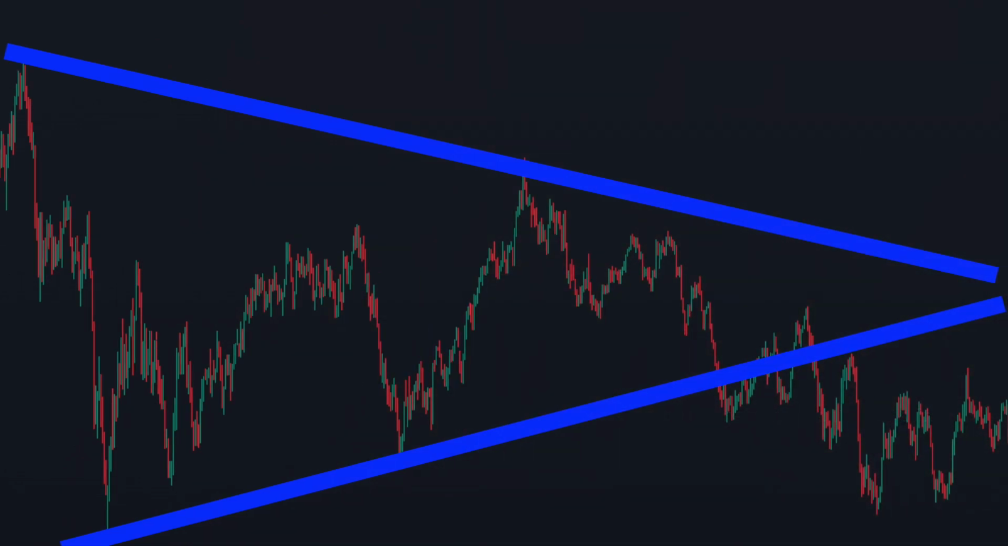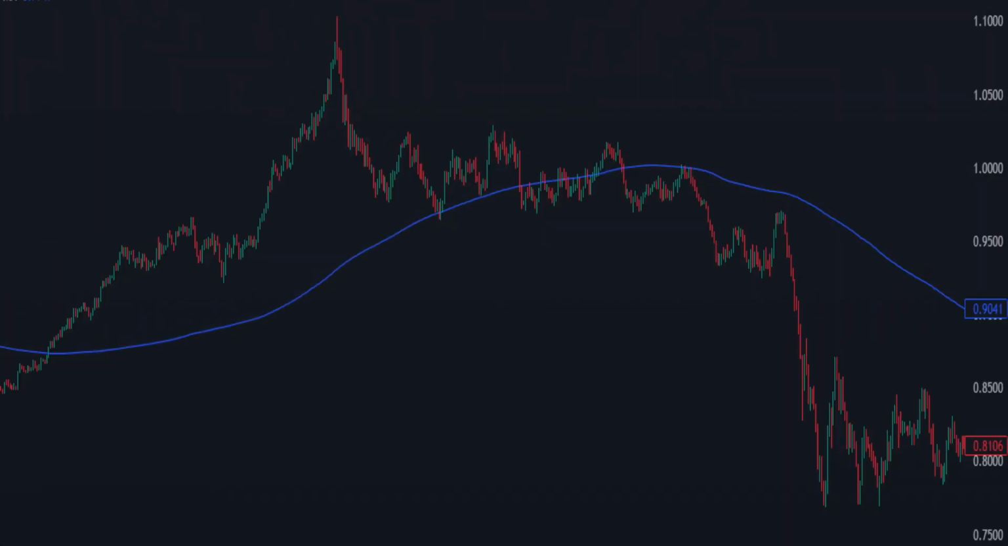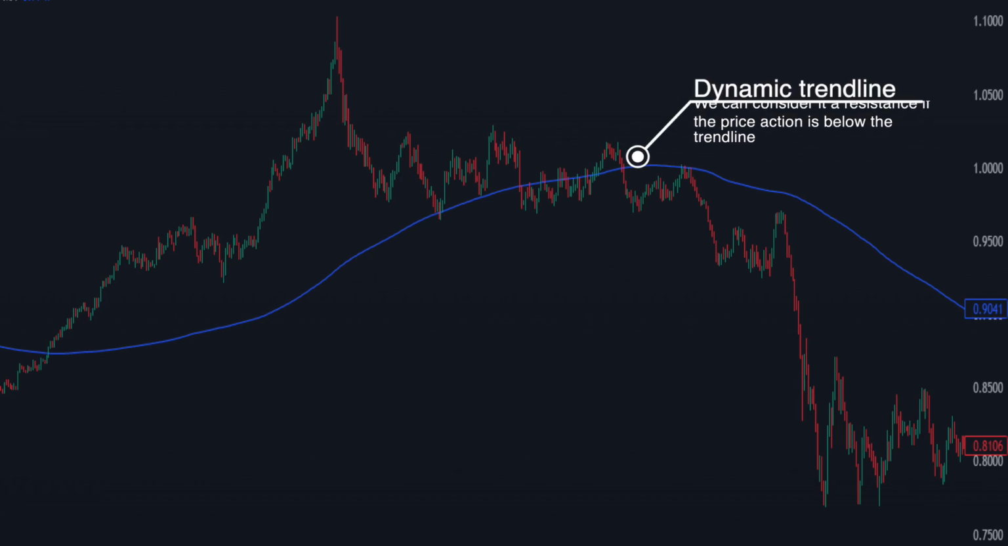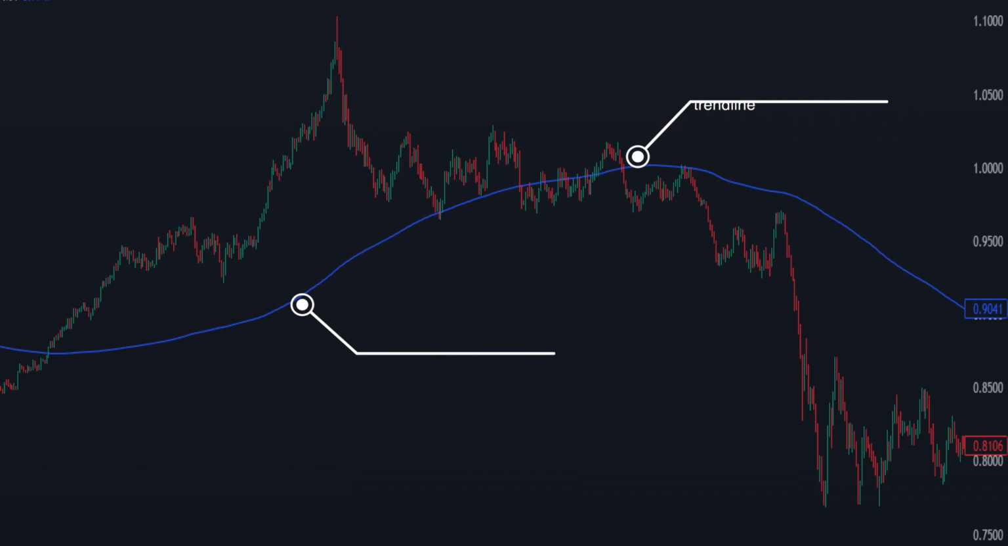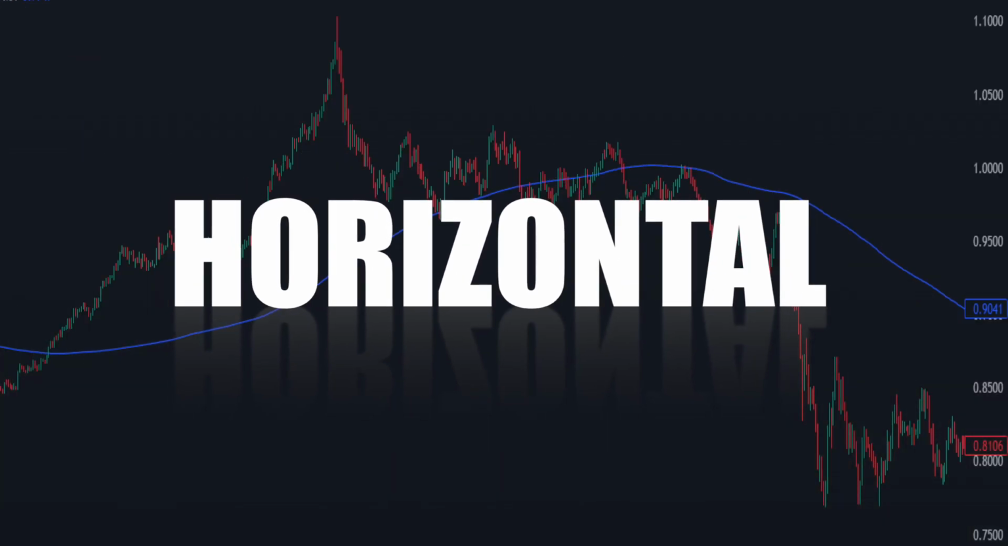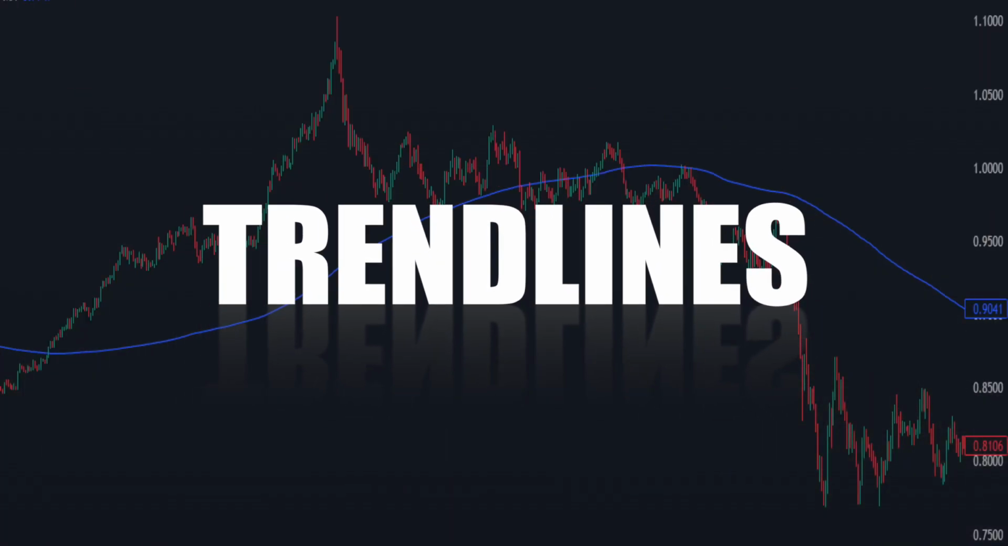This is a trend line that follows the price action. One example of this is using the moving average indicator. As you can see in this chart that the trend line is following the direction of the price. We can consider it a resistance if the price action is below the trend line. And if the price action is above the trend line, we can consider it as a support. Alright, that's a brief discussion on trend lines. We will not dive more into it. So for this video, we are going to focus on using the horizontal and diagonal trend lines on this strategy.